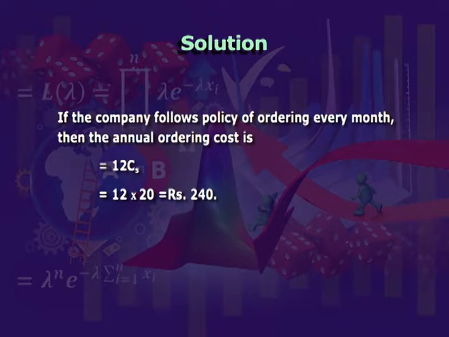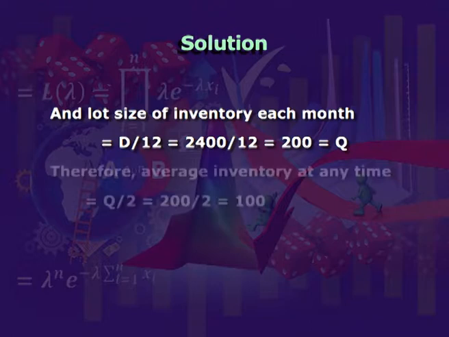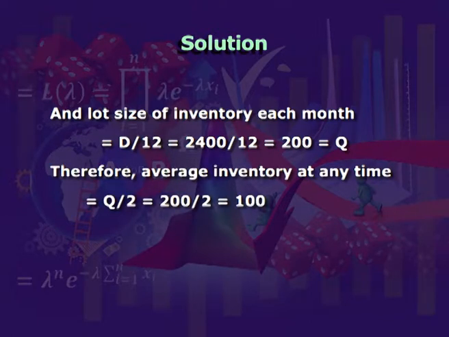If the company follows a policy of ordering every month, then the annual ordering cost is nothing but 12 into CS. Substituting the value of CS equal to 20, we get the answer rupees 240. And lot size of inventory each month equal to D divided by 12, where D is 2400 divided by 12, becomes 200, which is denoted by Q. And therefore, average inventory at any time is given by Q by 2, which is equal to 200 by 2 equal to 100.